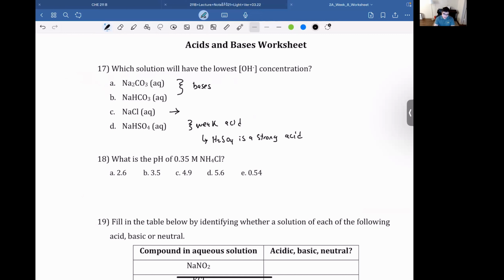NaCl doesn't do anything. So HSO4, right? You may think that it could act as a base. It cannot because of the conjugate acid being strong. That one's neutral in solution. So the answer here is D. The one with the least OH concentration is going to be the one that is the least basic, or the most acidic. And that's it.